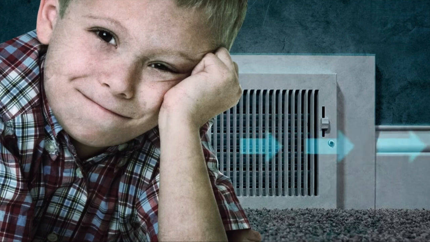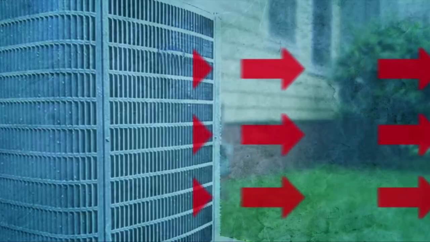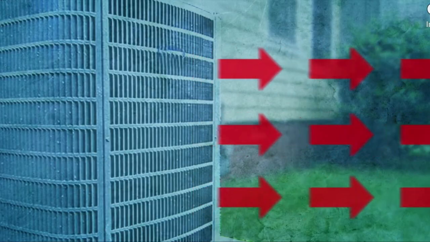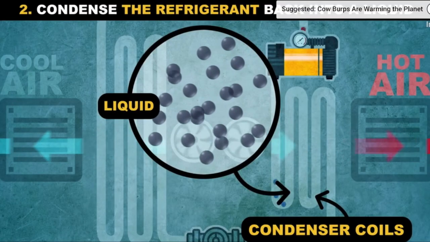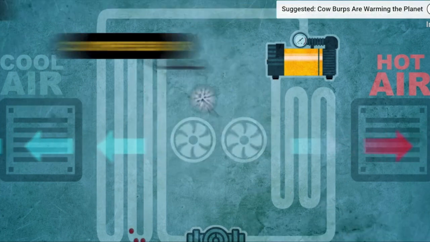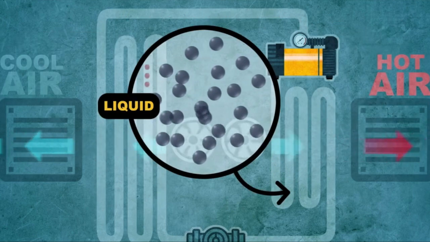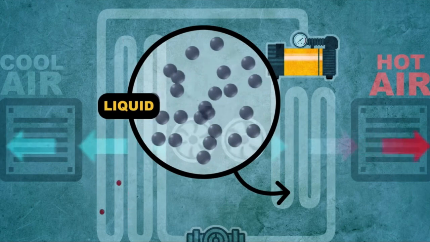We're not judging. So now your AC has to do two things. One, dump the heat absorbed by the refrigerant outside, and two, it has to condense the refrigerant back into a liquid so it can be used again. And to do those things, it uses a compressor to ramp up the pressure on the gaseous refrigerant so much that it can condense into a liquid again, even though it's at the warmer outside temperature.